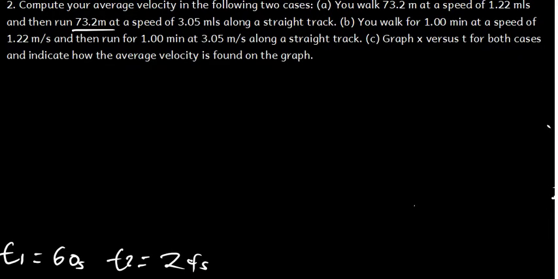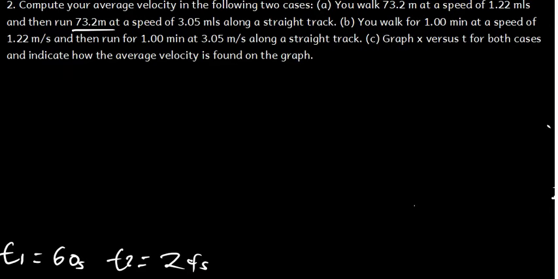Okay, now part B is saying you walk for 1 minute at a speed of 1.22 meters per second and then run for 1 minute at 3.05 meters per second. Now in this case we have been given minutes, so we have to convert these minutes into what? Seconds. So we know that 1 minute there is 60 seconds, so we are going to use 60 seconds.